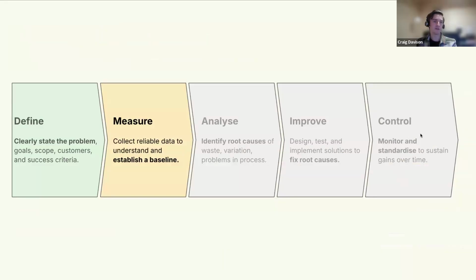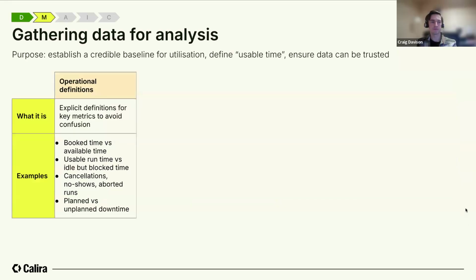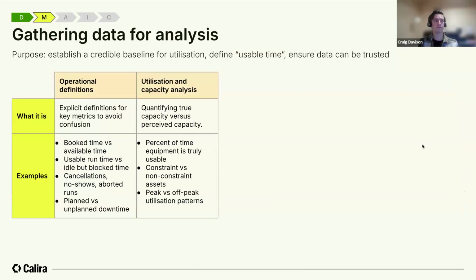So we've spent some time on the defining part of DMAIC, and doing that part right sets everything else up for success. In the measuring stage, that's where credibility is built. You need that reliable data and a baseline to compare against later, so that you can really show that there's a business case here for change. The first step to gather data is to agree on definitions. What counts as book time? What counts as usable time?